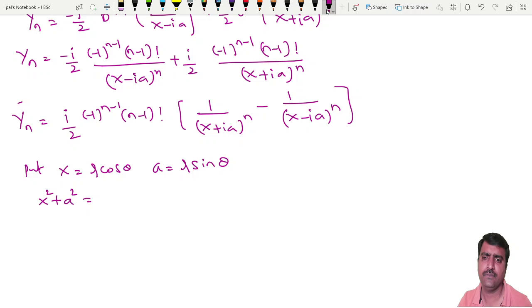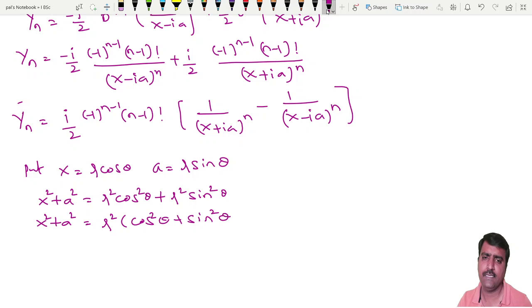Now you take that x plus, okay, so then squaring and adding, x square plus a square is equal to r square cos square theta plus r square sin square theta. So then it is x square plus a square is equal to r square into cos square theta plus sin square theta. Sin square theta plus cos square theta is 1. So x square plus a square is equal to r square.